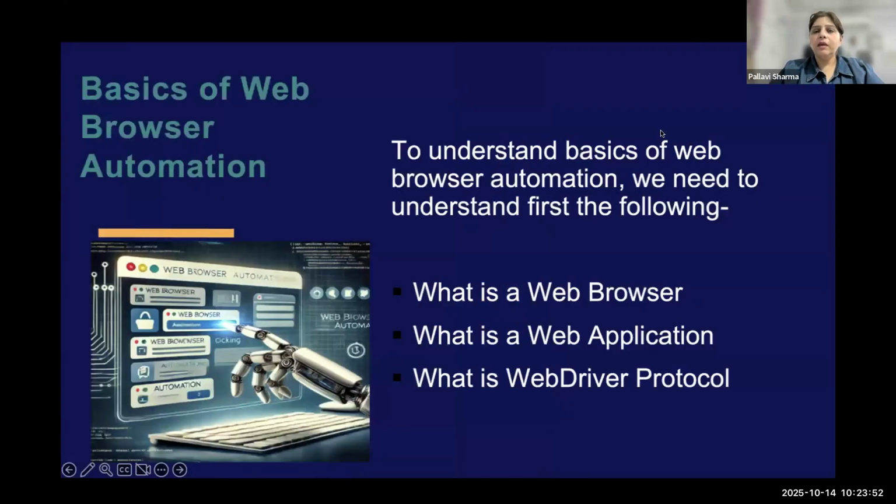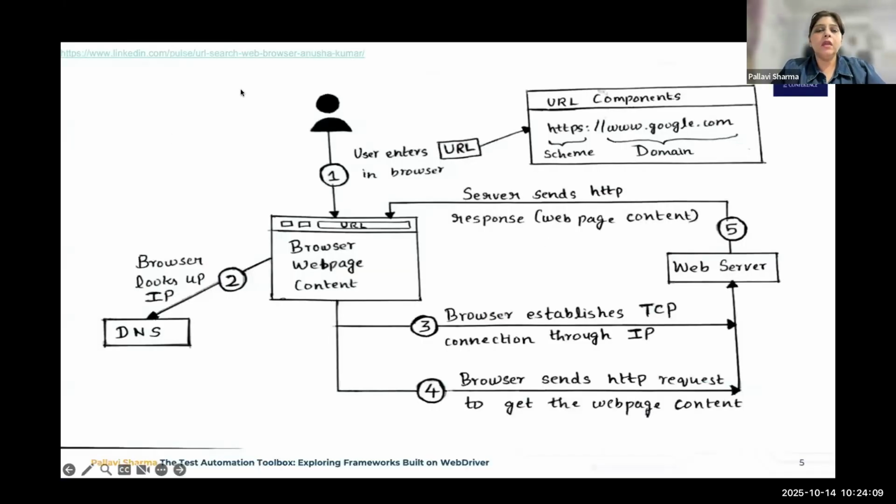To understand the basics of web browser automation, we need to first understand a few pointers. We will talk about what a web browser is. I'm sure most of you are already aware of it. What do we understand by the WebDriver protocol, and what is the web application doing in between all of it?